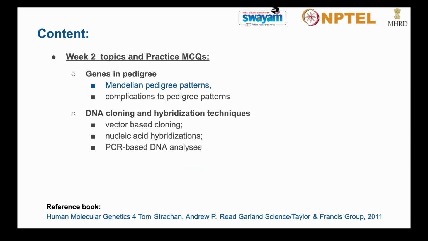In this session, we will be covering a few topics related to week 2, such as genes and pedigree, and Mendelian pedigree patterns, which we also discussed in session 1 in week 1, where we practiced a few questions related to Mendelian pedigree patterns. In this session also we will continue with a few problems related to Mendelian pedigree patterns, and then we will look into the complications to the pedigree patterns. We will also study DNA cloning and hybridization techniques, in which we will be dealing with vector-based cloning, nucleic acid hybridizations, and PCR-based DNA analysis.